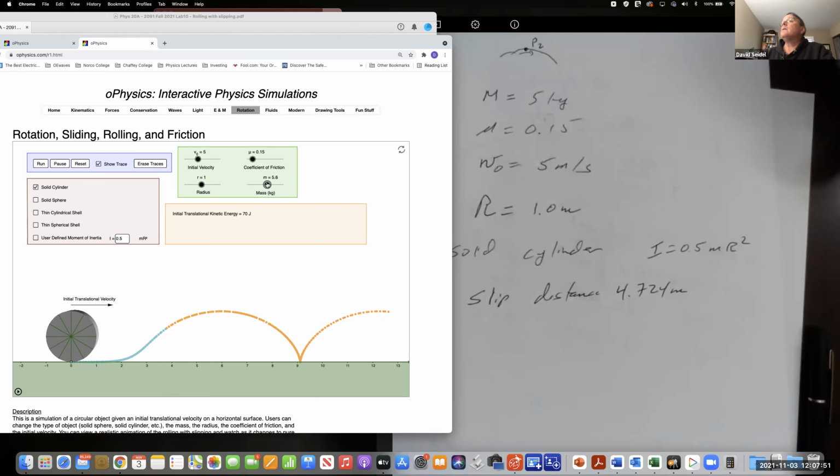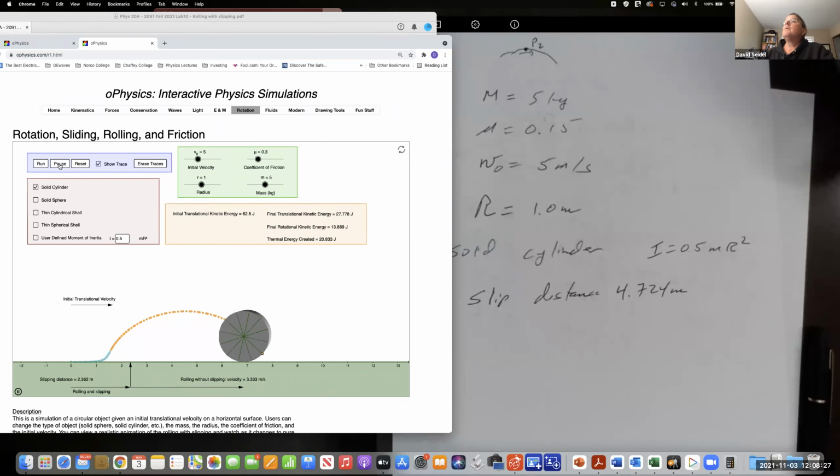Now, if I increase the coefficient of friction, am I going to increase or decrease the slip distance? Decrease. And that makes sense. So I'll go up to 0.3. I'll double it. If I increase the coefficient of friction, I've got a higher torque. I've got a fixed moment of inertia. I've got a higher torque. Now it's 2.362. Go back to 0.15.